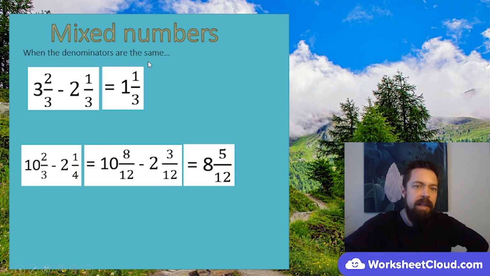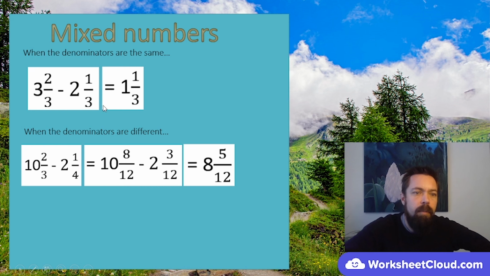Okay, so when denominators are the same, we've got 3 and 2/3 minus 2 and 1/3. So we have the denominators the same already, so we don't need to worry about it. So we're going to look at the whole numbers. 3 minus 2 is 1. And now we look at the fraction part. 2/3 minus 1/3 is 1/3.